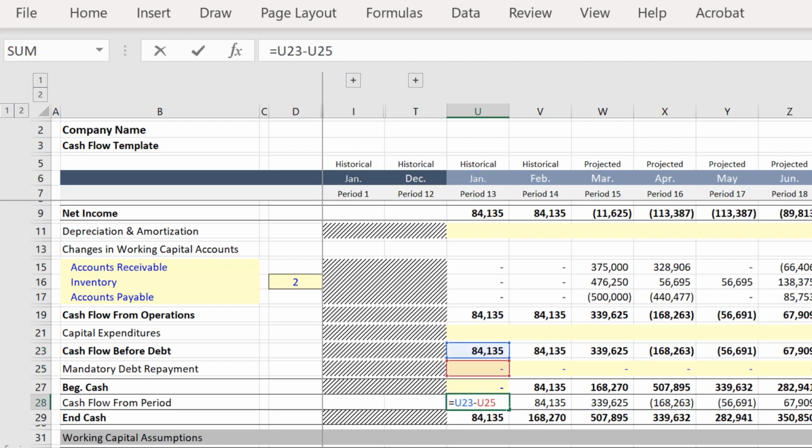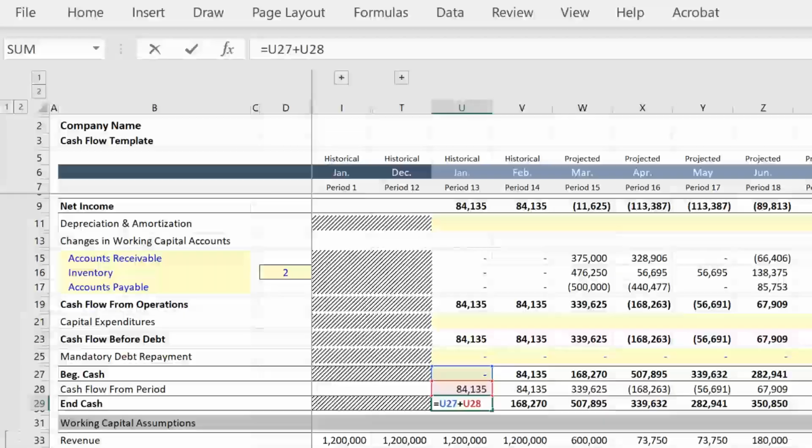And once you subtract mandatory debt repayment, you have free cash flow for the period. And you can input your starting cash balance here in cell U27. And these 2 values summed will give you your ending cash balance.